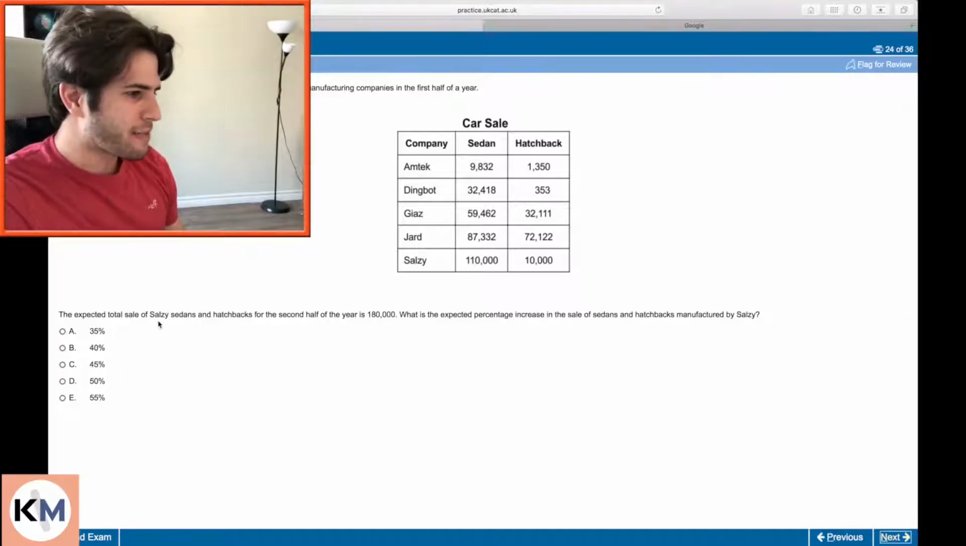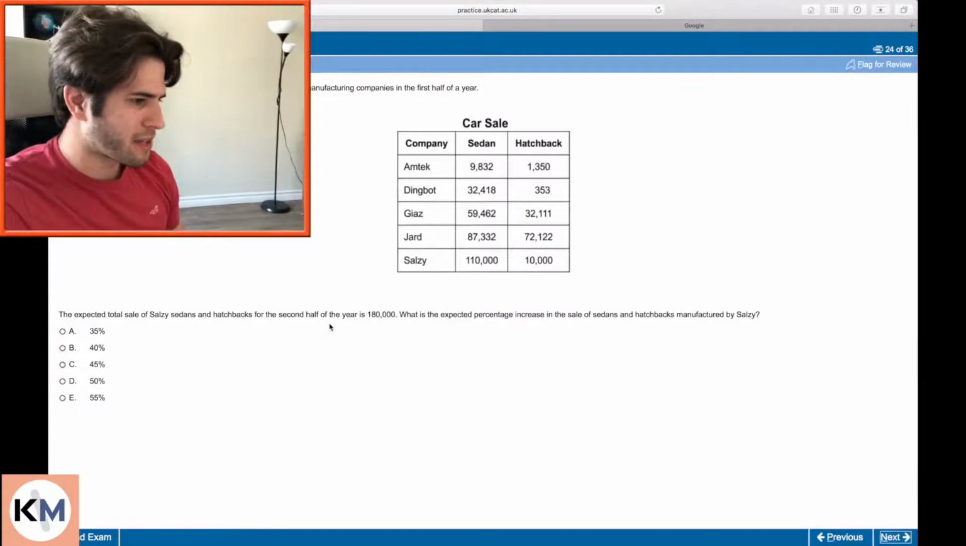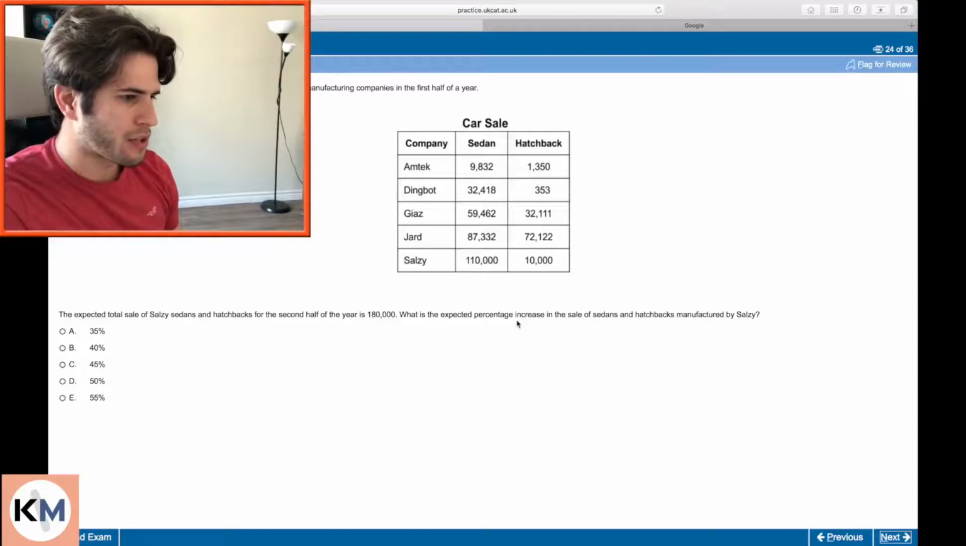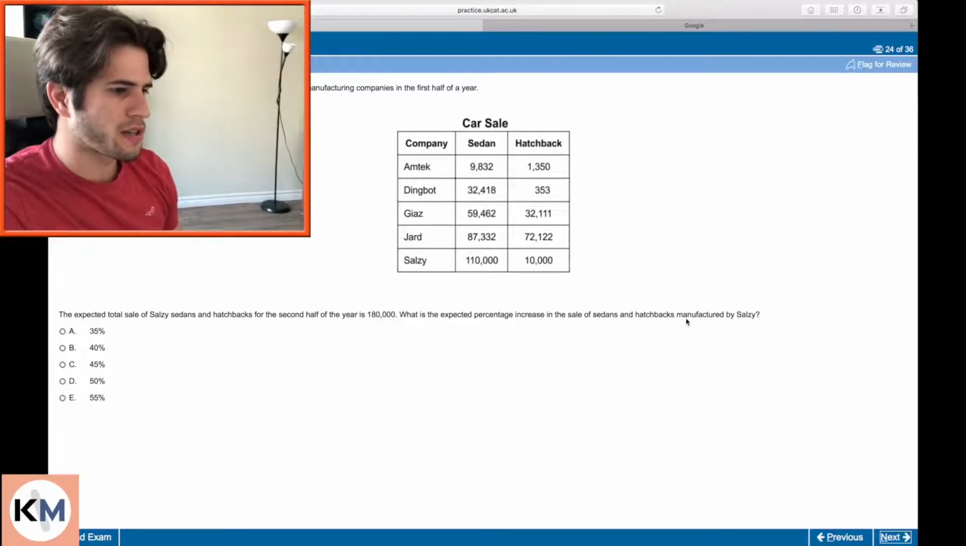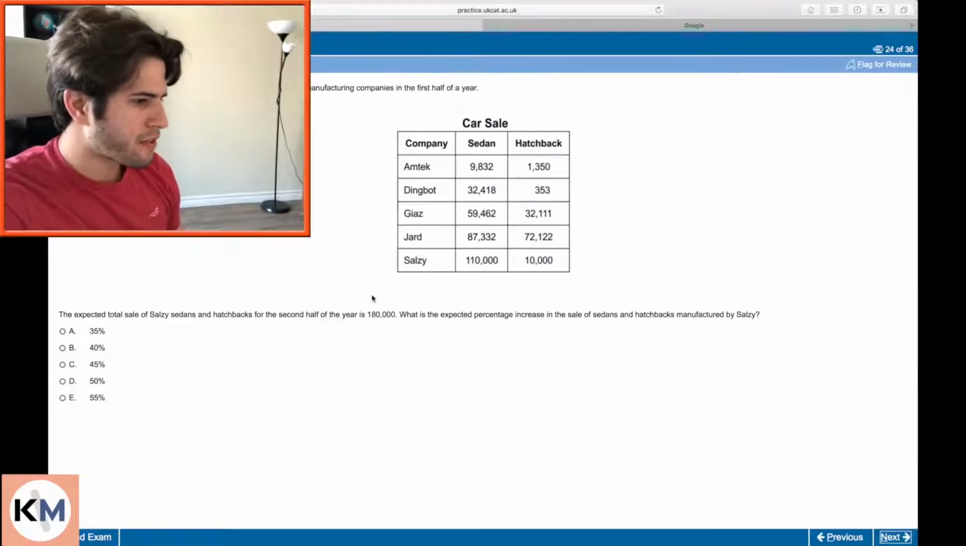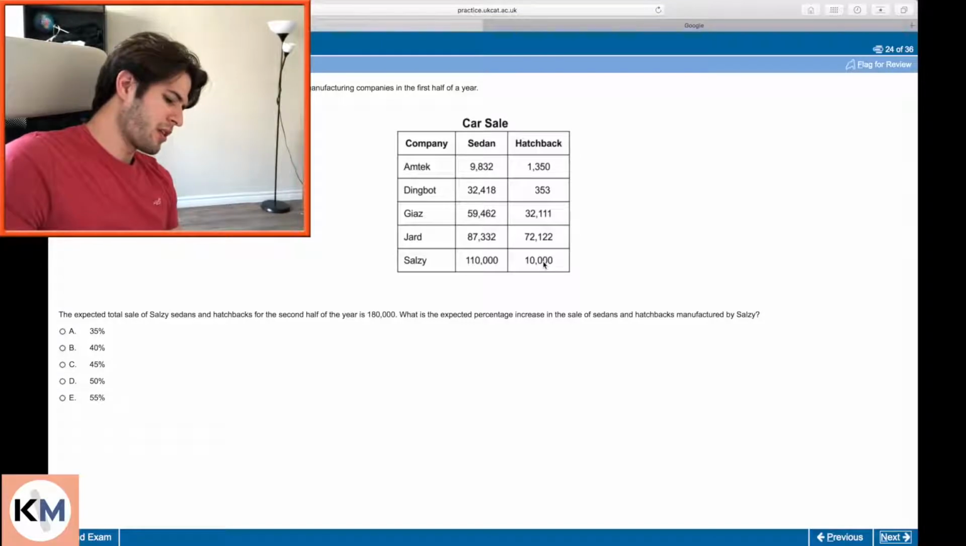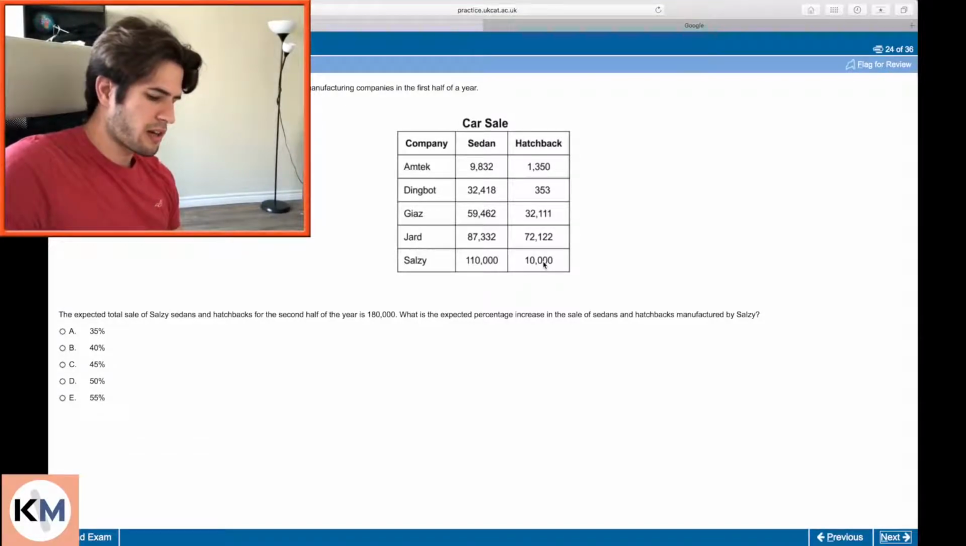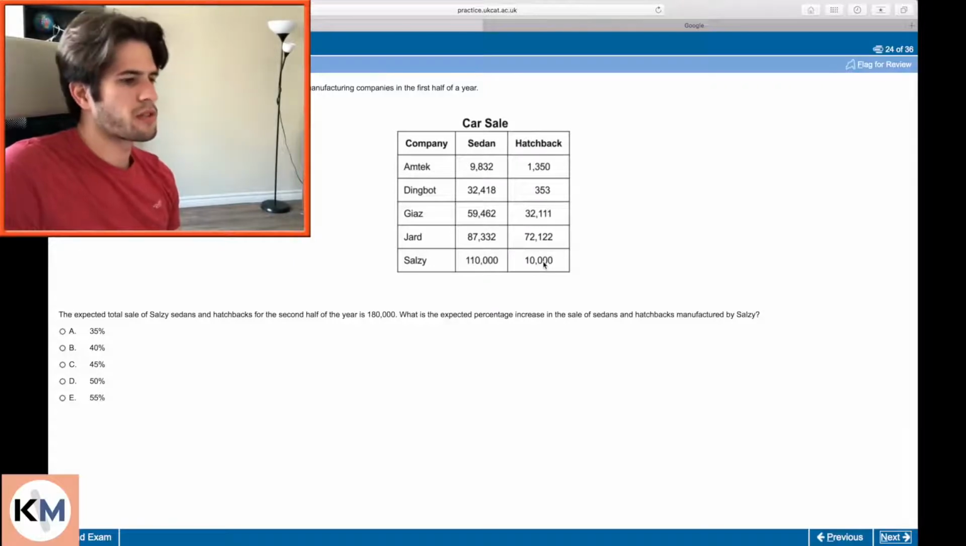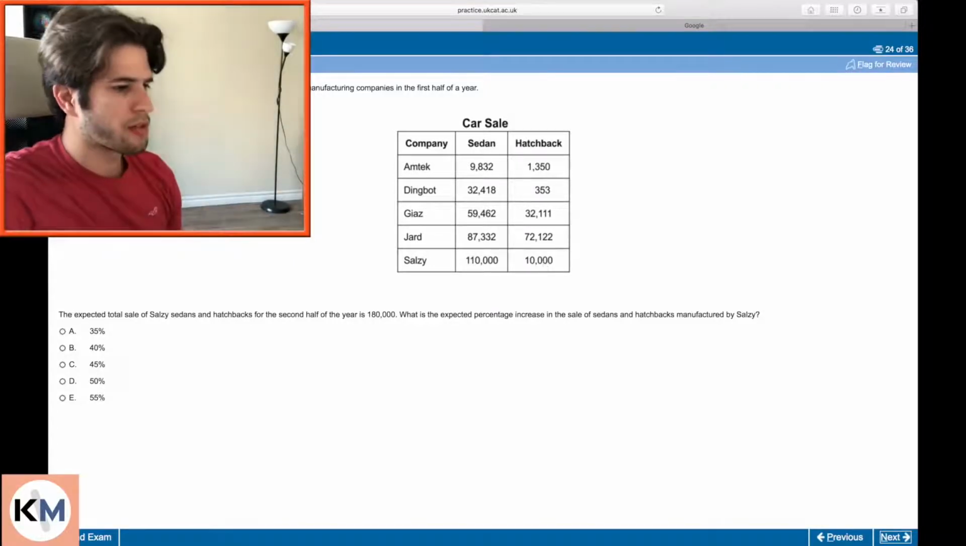Next question. The expected total sale of Salzi sedans and hatchbacks for the second half of the year is this. What is the expected percentage increase in the sale of sedans and hatchbacks manufactured by Salzi? So in the first half of the year, Salzi sold 110,000 plus 10,000. That's 120,000. And then they're expecting to sell 180,000. So what is the expected percentage increase?